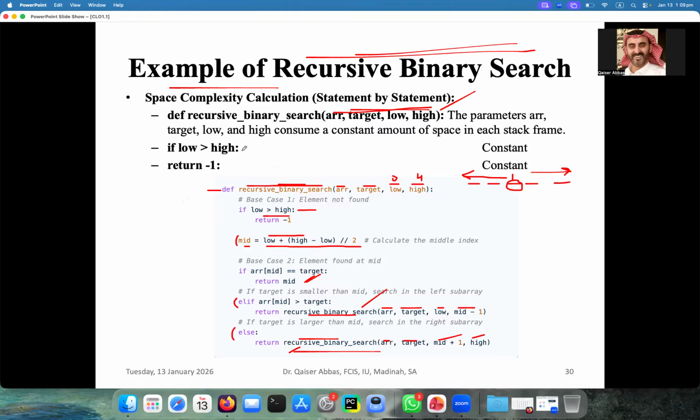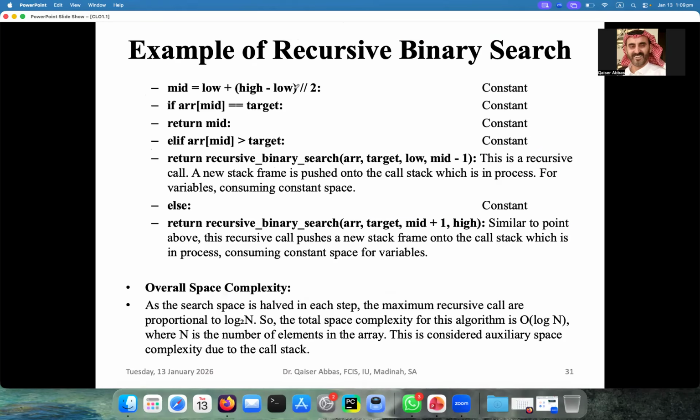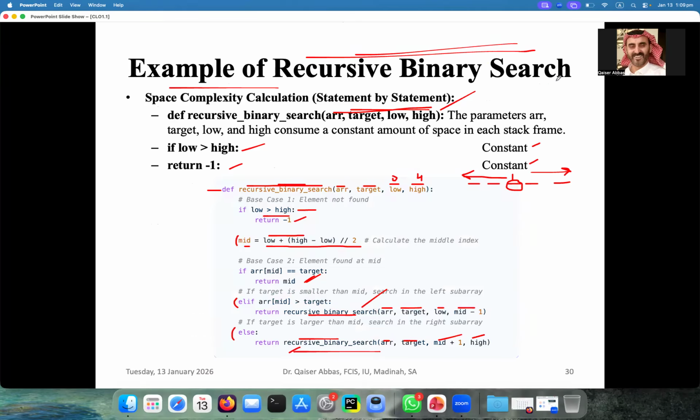This conditional statement is order of 1, constant. Return -1, order of 1. I am writing it constant. And similarly, mid, low, this is constant. And here we don't have any loop. Again, I normally go into running time. We are not in running time, we are in space. So for space, we have to consider the arrays or the recursion.